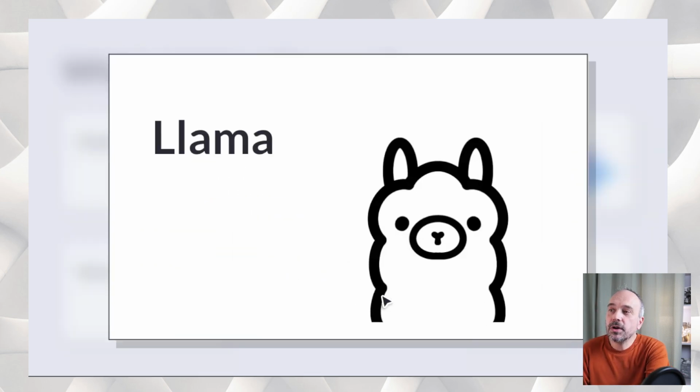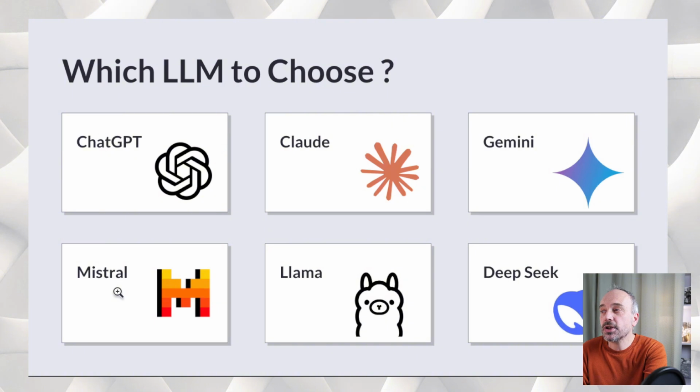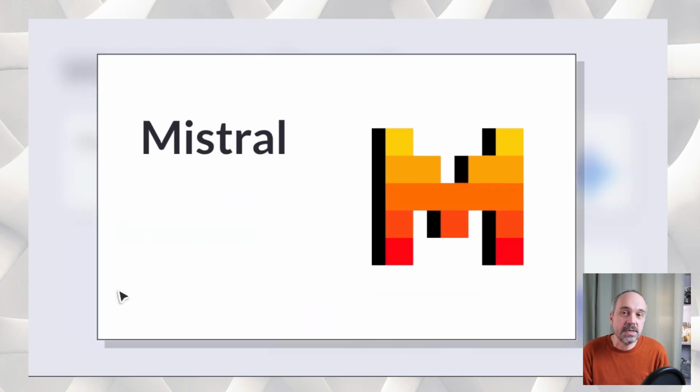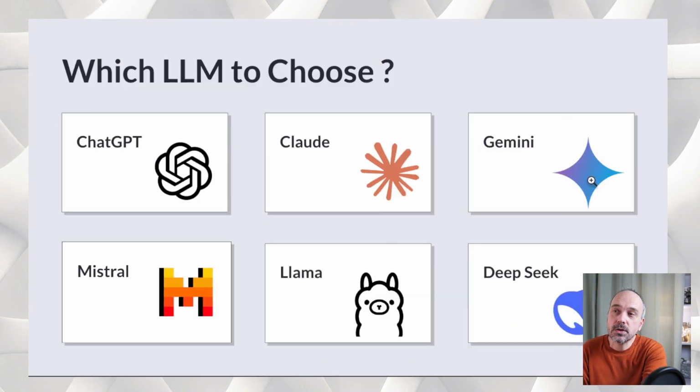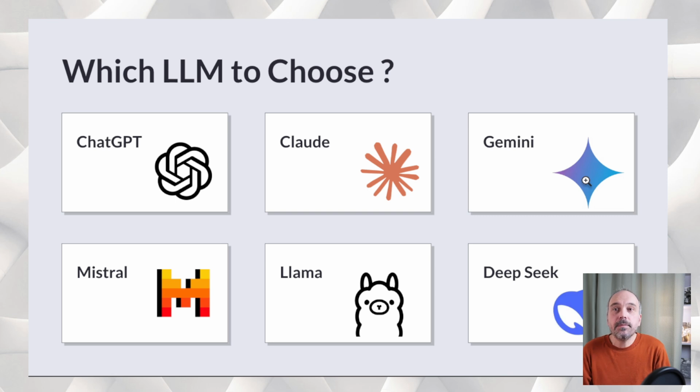Then you have the most powerful open source AI till now, which was Llama, made by Meta, so by Facebook, and then a French and European alternative, which is Mistral. So if you are concerned about the privacy of your data, maybe you will be interested in using an open source AI, an open source LLM.